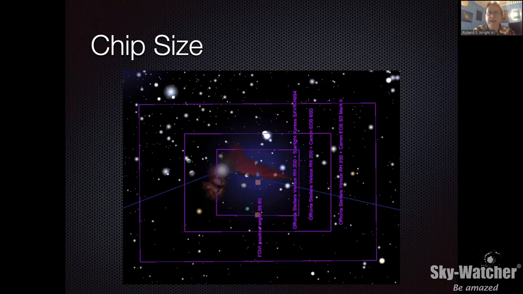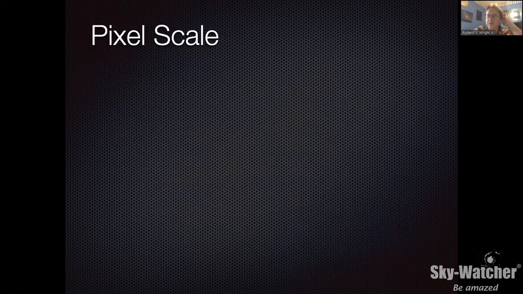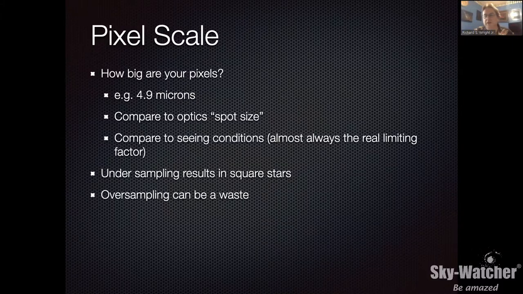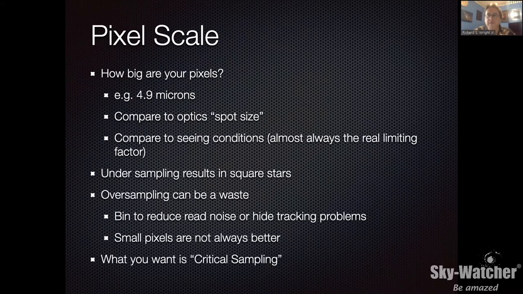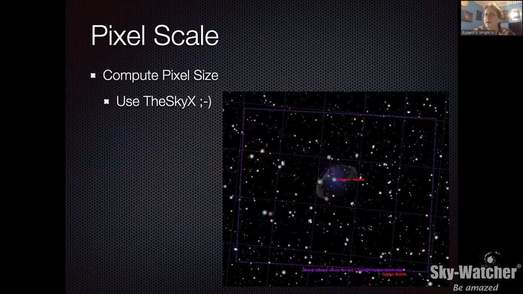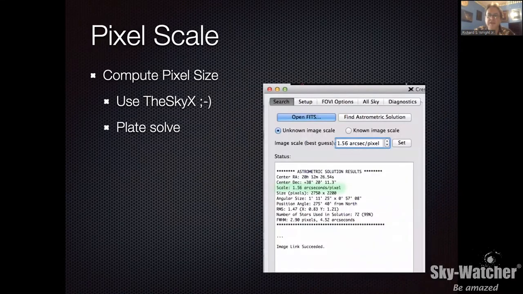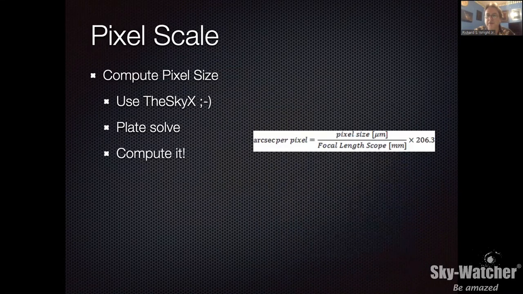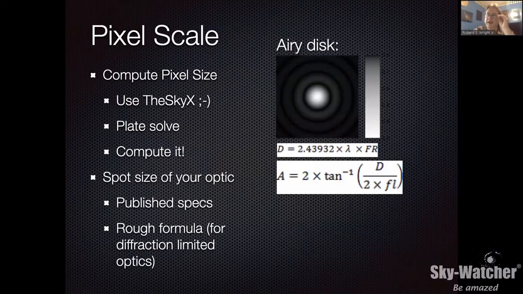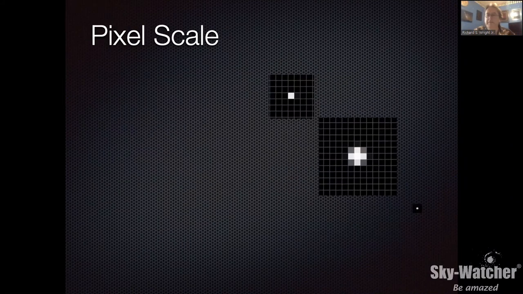Don't buy a camera from anybody unless the first question they ask you is, what kind of telescope do you have? The second question they should ask you is, what do you want to take pictures of? Maybe in reverse order. But an important factor to consider is pixel scale. I'm going to rush through this because you can Google this and find out how to calculate your image scale. The important thing here is you don't want to undersample your image.